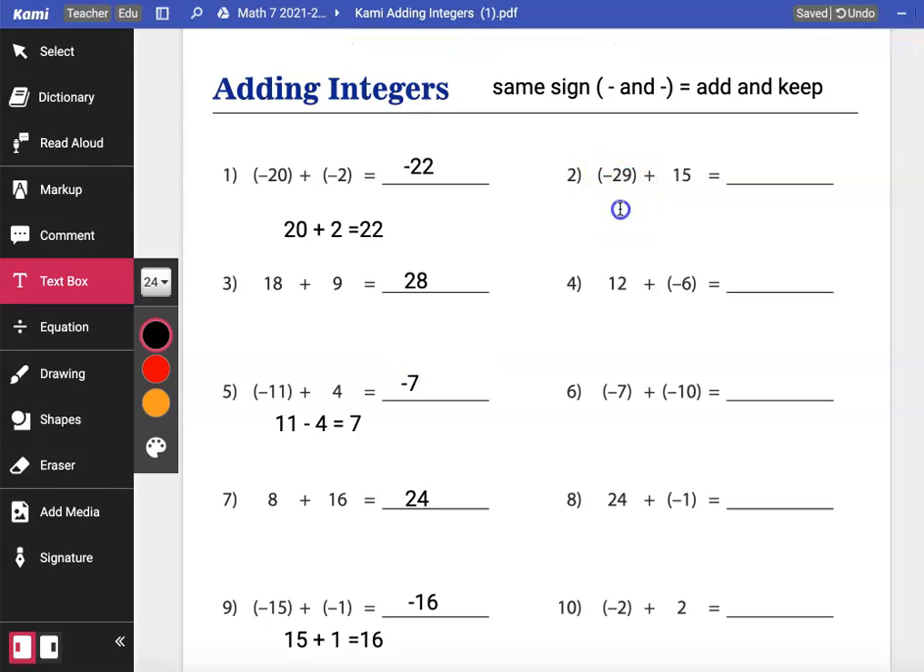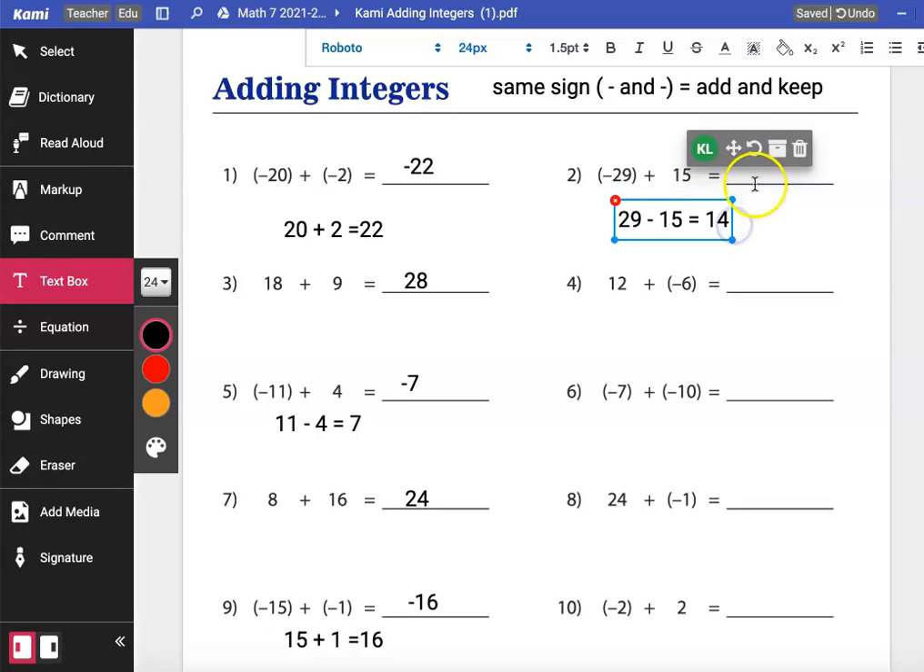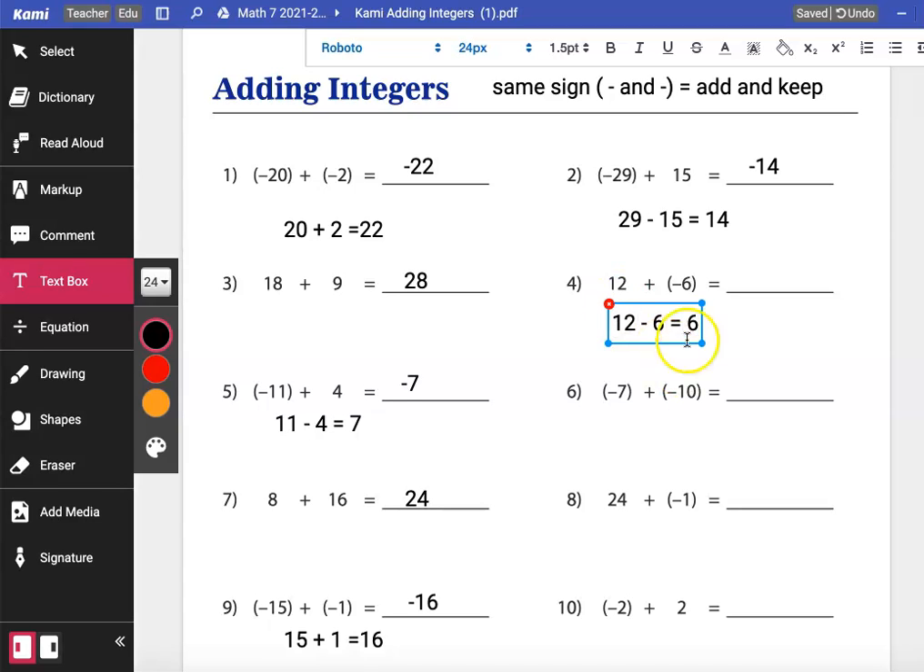Let's go up here. It's negative 29 plus 15. So 29 minus 15, that equals 14. And since 29 is bigger and it's negative, our answer is negative 14. This one is 12 minus 6. That's just 6. And since 6 is actually smaller, right? 12 is the bigger number. 12 is positive. So our answer just stays 6. I'm just going to put a positive so you see it.